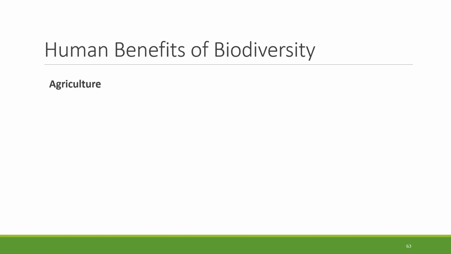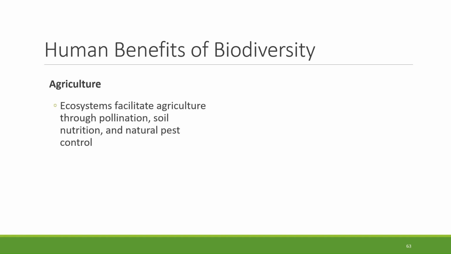Another benefit we derive from biodiversity is agriculture. Although our agriculture might be a man-made artificial endeavor, it's facilitated and supported by wild ecosystems that supply pollinators like bees and wasps, and also provide nutrients in the soil and provide natural sources of pest control. Without these elements of the broader ecosystem, agriculture simply wouldn't be possible.